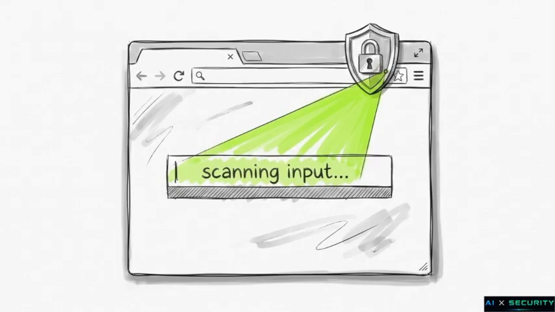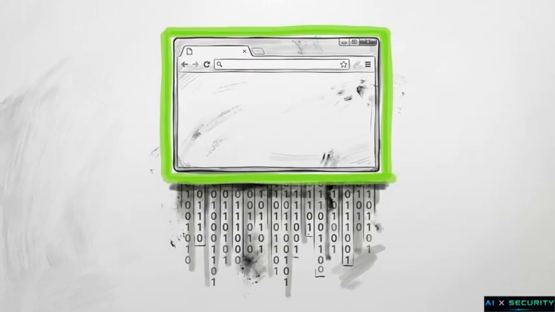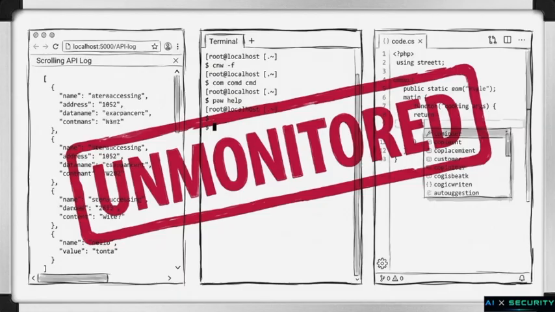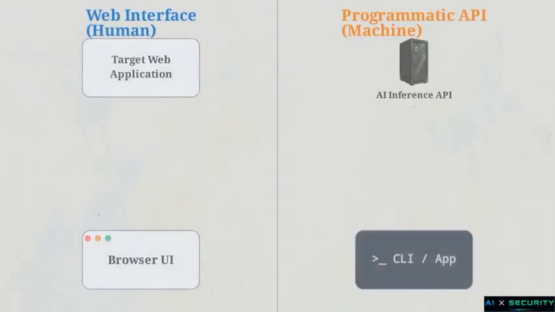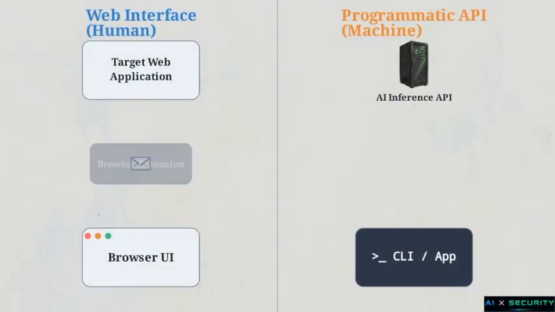To capture that web traffic, security teams deploy standalone browser extensions that read the document object model, intercepting text before the user clicks send. Browser extensions secure the web interface, but they are completely blind to programmatic traffic. They cannot monitor automated API calls, command line interfaces, or background IDE integrations like GitHub Copilot. Total coverage requires dual-layered interception, capturing both channels simultaneously.